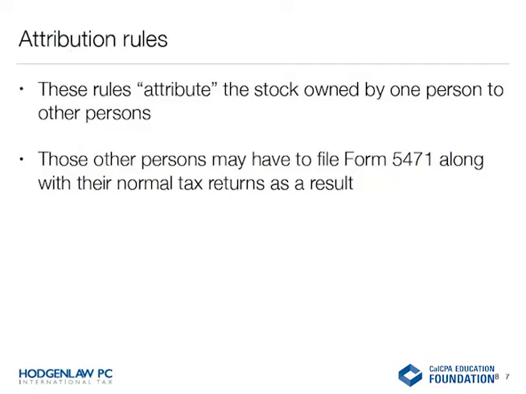Attribution rules. What are these really? Basically, there are things in the code and regulations that exist to say you have to pretend that you own stock that's owned by someone else. And you report it as if you own it. And so the people who get caught in these attribution rules, maybe they do own some of the stock of the company, maybe they own none of it, but they might have to file Form 5471 along with their normal tax returns as a result of these rules. So as you can imagine, a lot of people who fall under these rules probably never even suspect that they do.